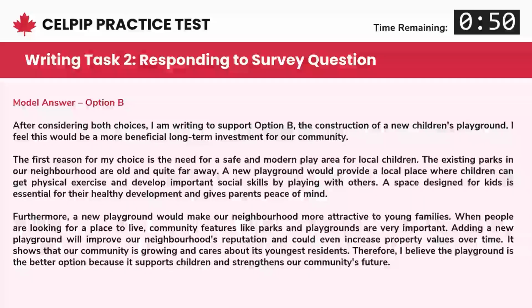The organization of the response is excellent. It follows a standard and effective structure: an introduction that states the main choice, two body paragraphs that each explain a different reason, and a short conclusion. This paragraphing makes the writer's argument logical and easy to read. The tone is persuasive and respectful, which is perfect for this task. Notice the simple linking words like the first reason and furthermore that guide the reader through the points. While most of the vocabulary is common, the writer includes two slightly more advanced words to impress the reader: essential and attractive.